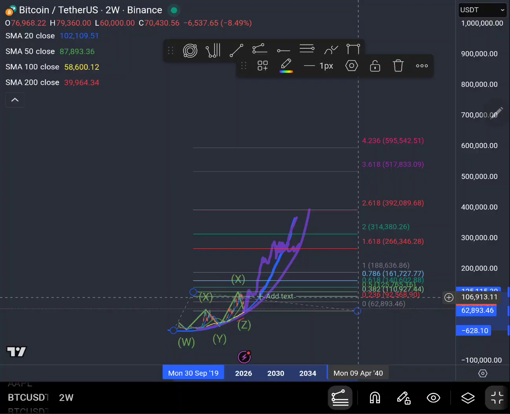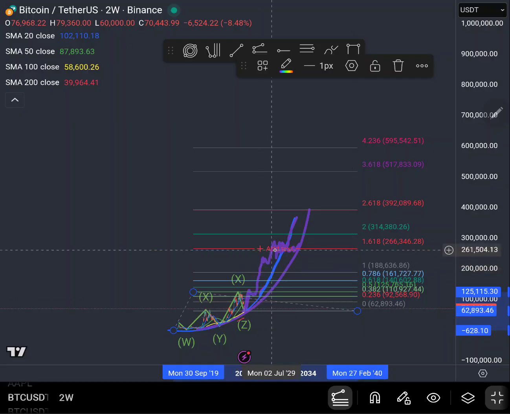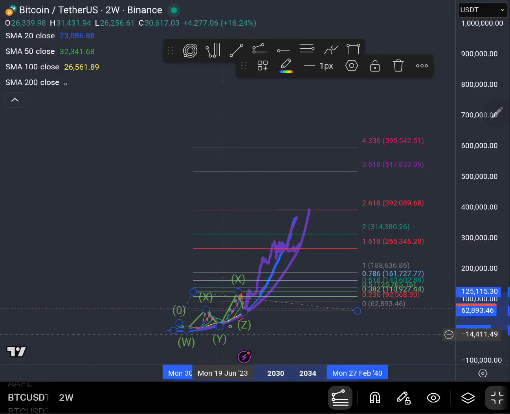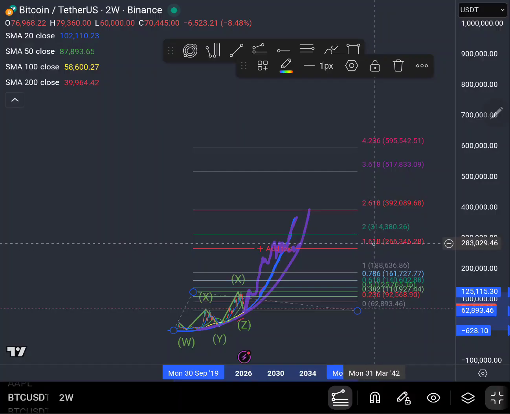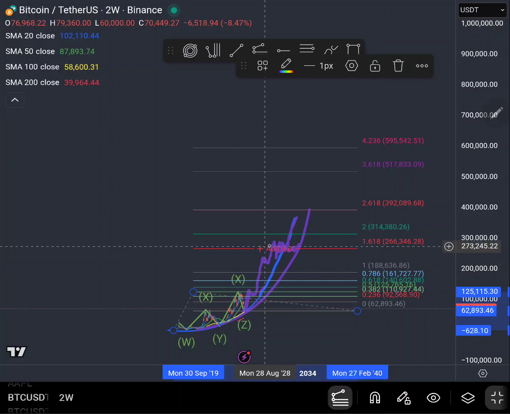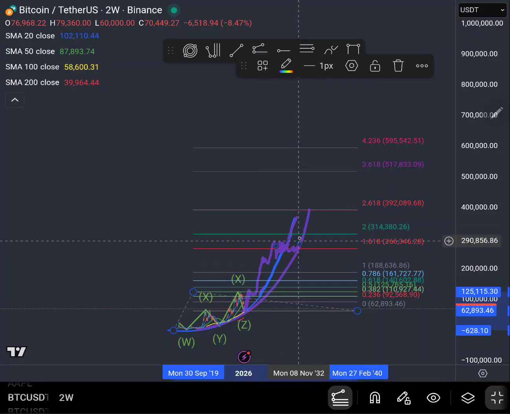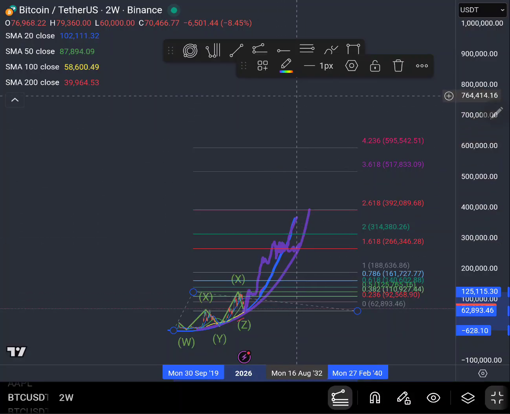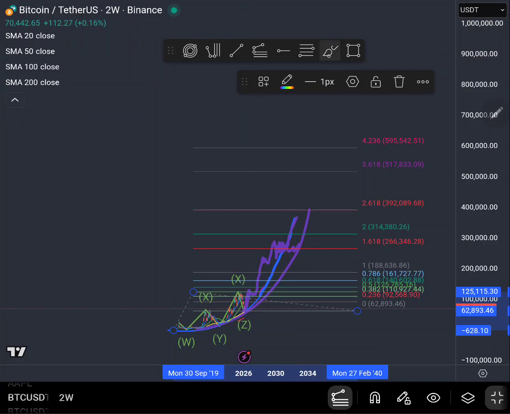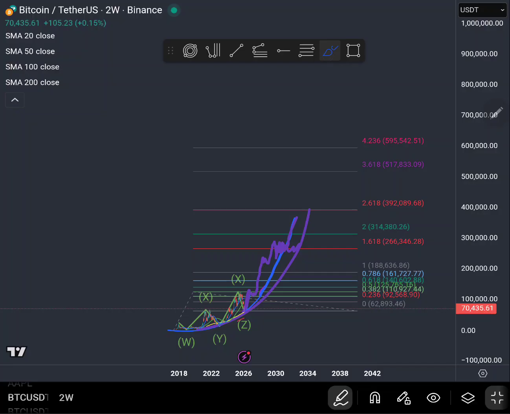Right, so I expect price will hit the 1.618 extension for wave 3, so probably about $260,000. Then it's going to move sideways for wave 4, and then it's going to take off like a rocket. Wave 5 is the most explosive, the fastest moving wave you'll see in Bitcoin.